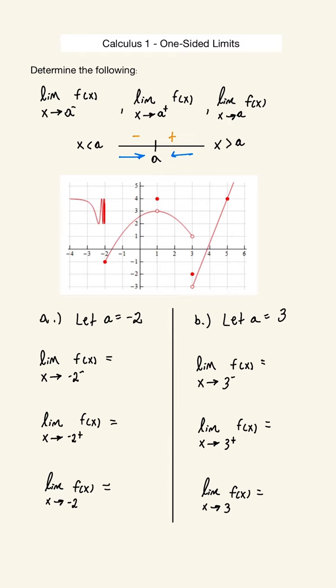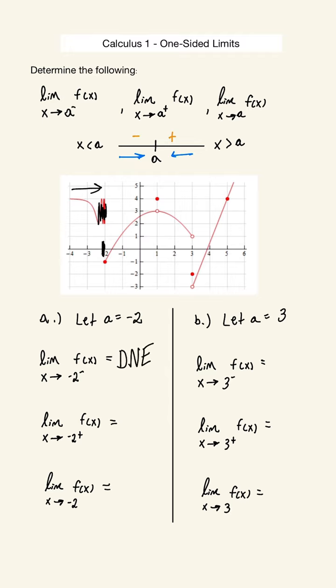So we'll go ahead and get into our example problem and let a equal -2. We'll mark our point of interest, -2, on the graph. And when we look at the left-handed approach for our left-handed limit, you can see that the graph is starting to oscillate. So we're not really zeroing in on a singular y value. And so for our left-handed limit, we're going to have: the limit does not exist.